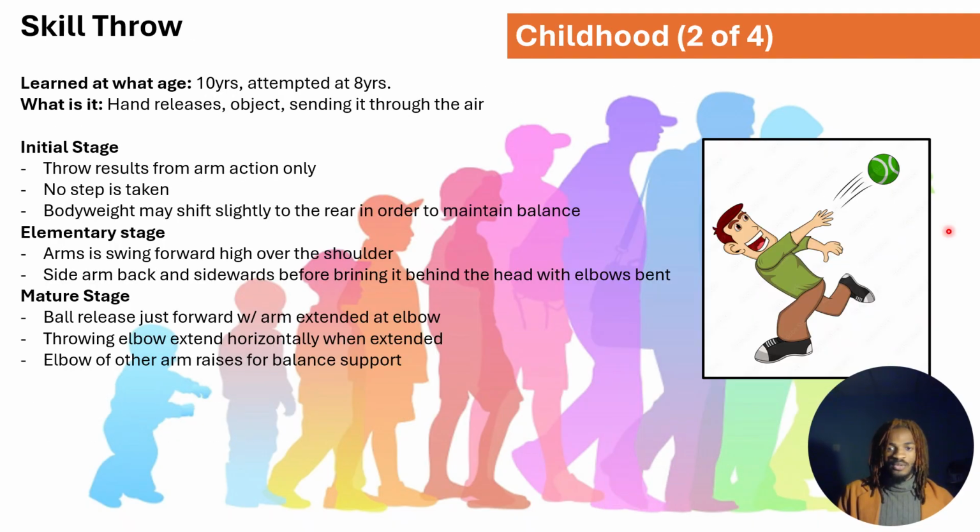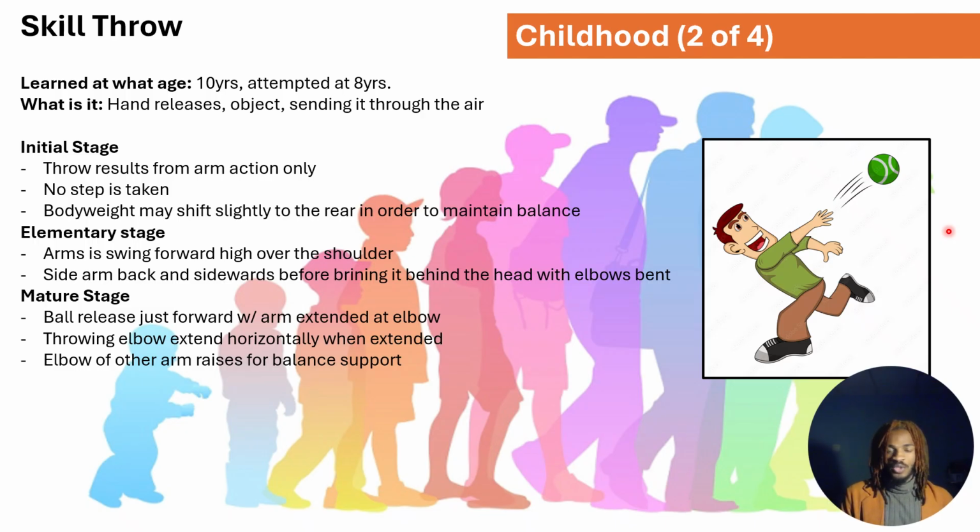So the next skill I learned was throwing. This is a skill that I attempted to do at the age of 8, and I successfully was able to do it at the age of 10. Throwing is a skill where your hand is beneath the object, sending it into the air.